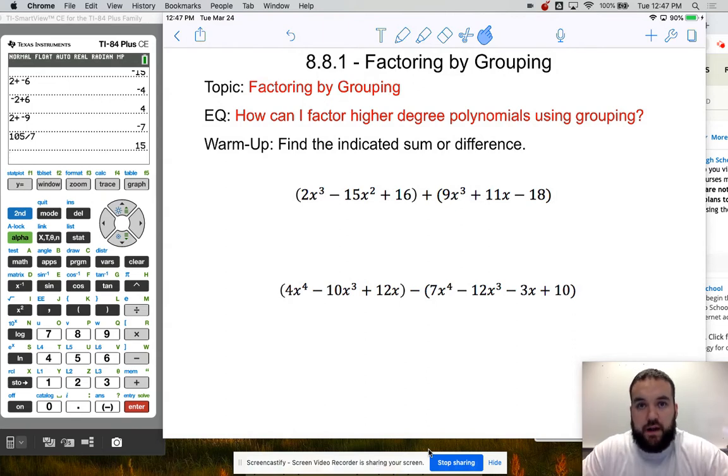So in 8.5, we talked about factoring trinomials, and we did this whole thing where it's like what multiplies to C and adds to B. 8.8 is still factoring. It's just a new method of factoring called factoring by grouping. It'll take a little bit of practice to get used to, but then we'll see that it works out nicely once we get the hang of it.